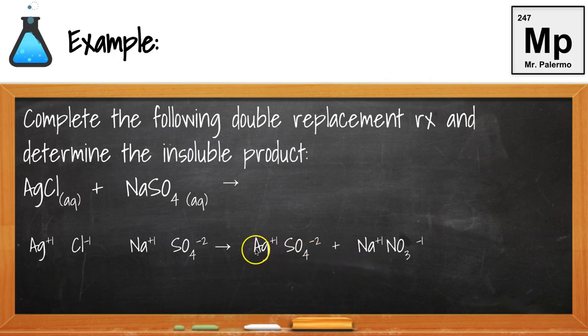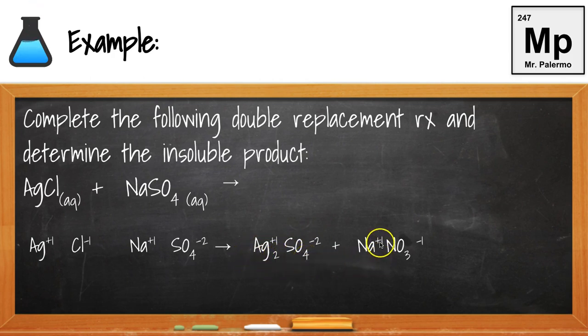And now I want to look at my charges and make sure that they equal 0. So silver is +1 and the sulfate is -2. So we have two negative charges and only one positive charge. So I have to add another positive charge. So I'm going to add another silver with my subscript 2. So now I have two positive charges, two negative charges. So my formula is Ag2SO4.